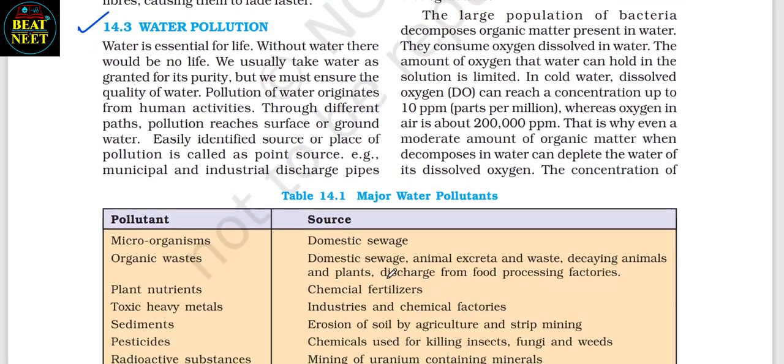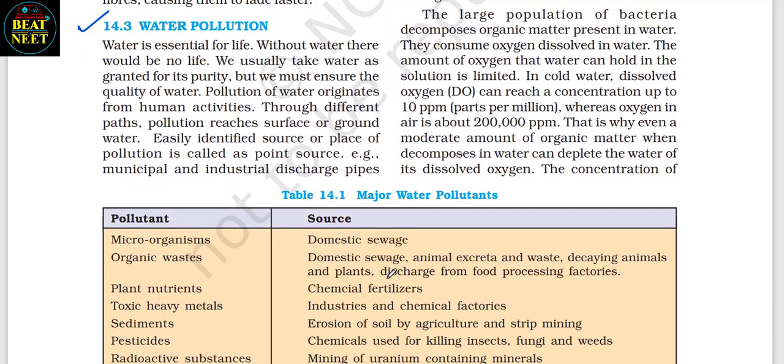14.3 Water pollution. Water is essential for life. Without water, there would be no life. We usually take water for granted for its purity, but we must ensure the quality of water. Pollution of water originates from human activities. Through different paths, pollution reaches surface or groundwater.